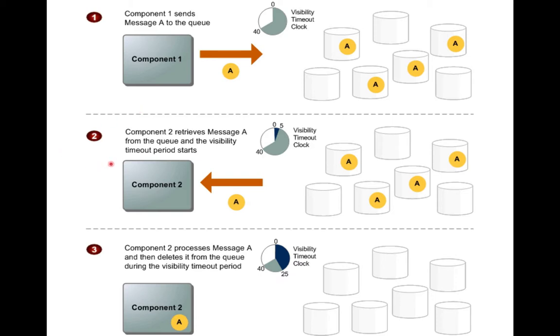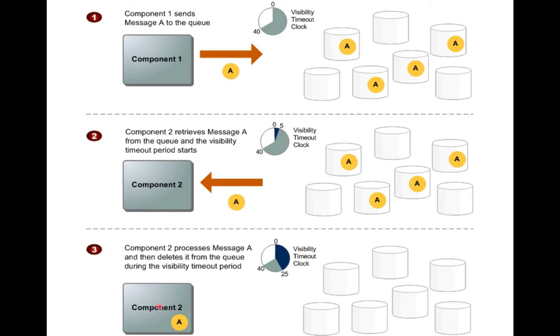If we go down to the next step, we have a second application component. And that second application component goes out to our message queue, and it pulls down a message. So it pulls that message off of the queue. And when it does that, this visibility timeout clock starts ticking. Okay, this is like a countdown timer. In this case, it's gonna wait 40 seconds. So the timer starts the moment this second component pulls down that message.